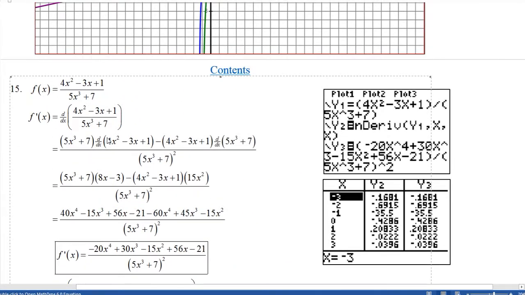Okay, notice that the original function, 4x squared minus 3x plus 1, let's see, that factors actually, it is 4x minus 1. Let's see if I write this down.